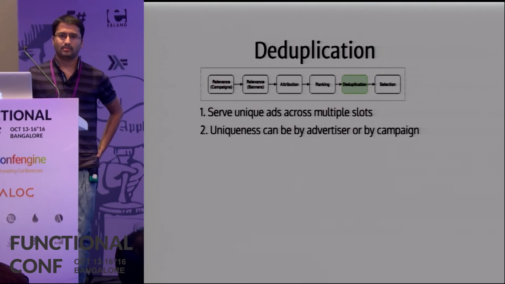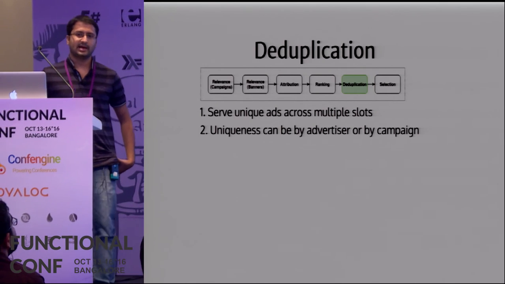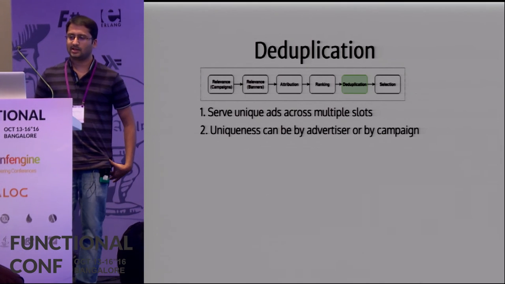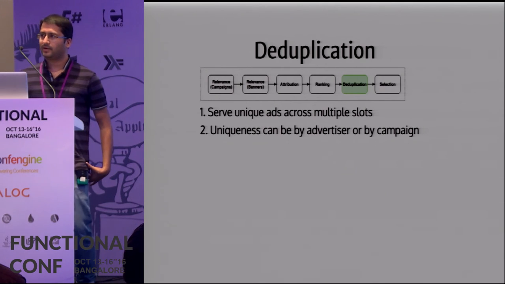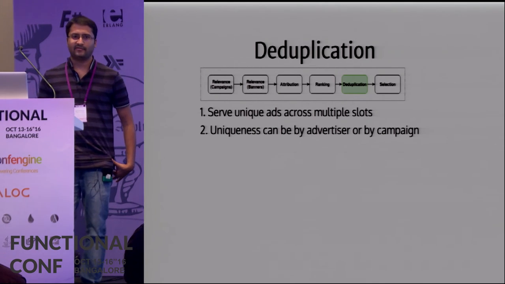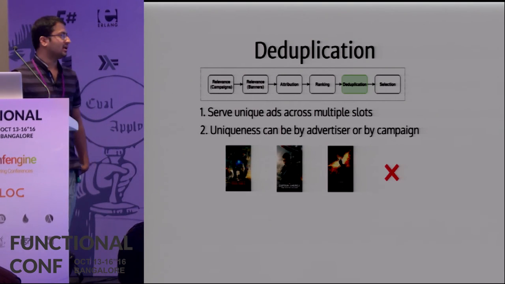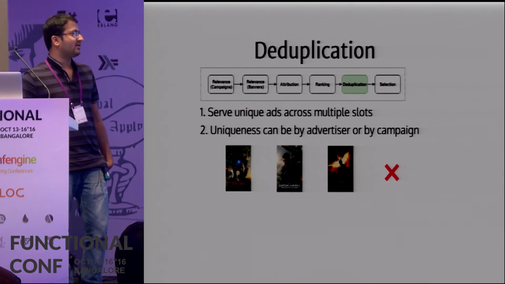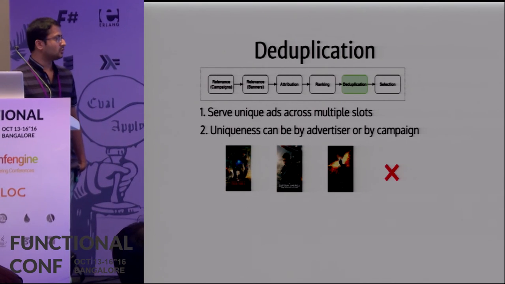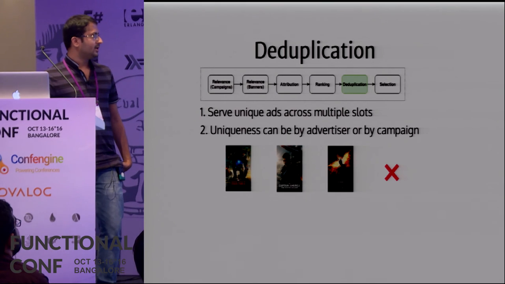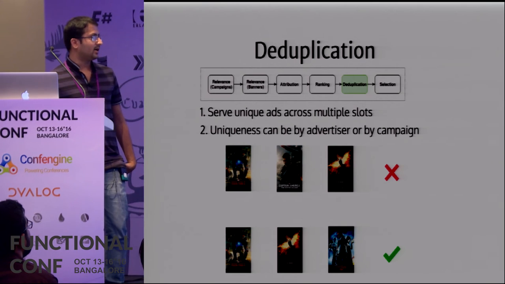The other problem in advertising which I'll talk about is deduplication. Deduplication serves unique ads if there are multiple ad slots. Like in the carousel ads which we saw earlier, you could end up delivering duplicate banners, or you could end up showing duplicate advertisers or duplicate campaigns. An example of deduplication is something like this. In this specific example, we are showing two Marvel movie ads and one DC Comics ad. According to dedupe, this is wrong because you're showing two banners for the same advertiser. Dedupe fixes this by showing one Marvel ad, one DC Comics ad, and one Hellboy ad.